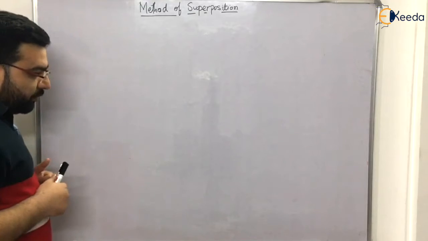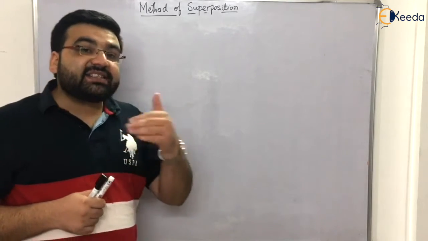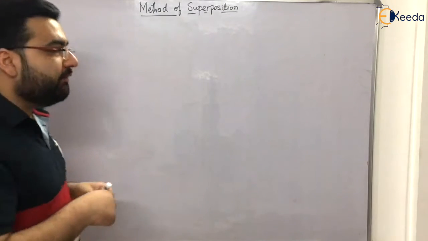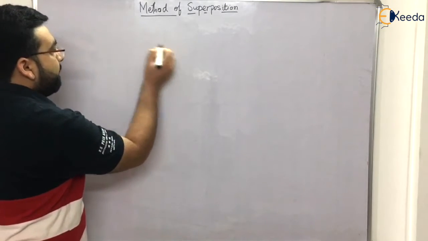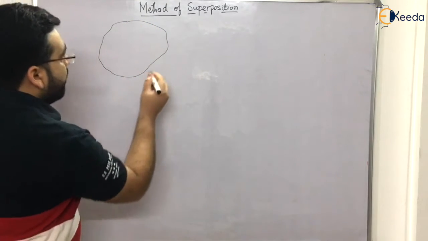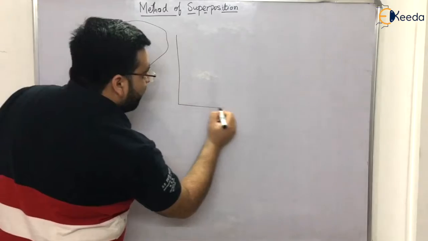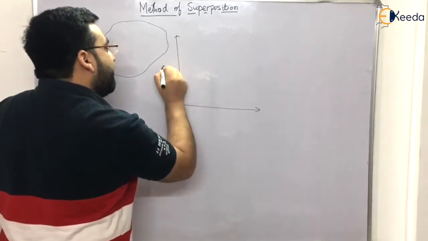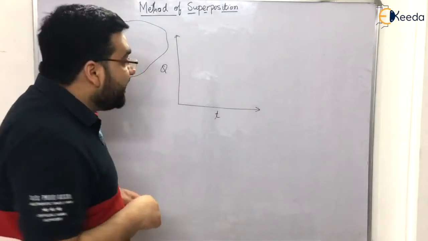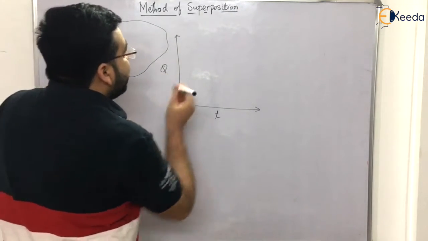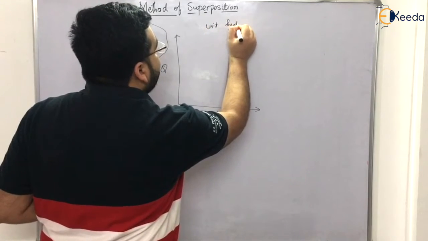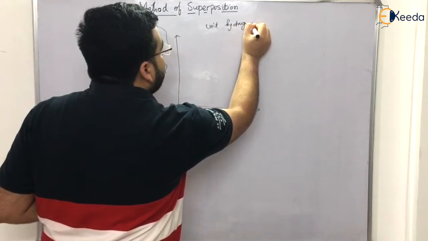So method of superposition. Now the question is, why is it even required? Let me give you an example. Let us say this is a particular catchment area, and for this catchment area you have been given a unit hydrograph. So this is a unit hydrograph for a particular catchment area.